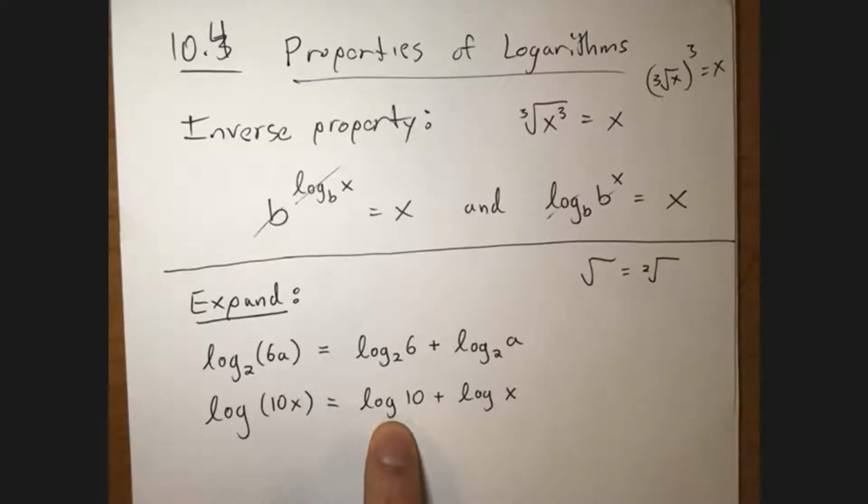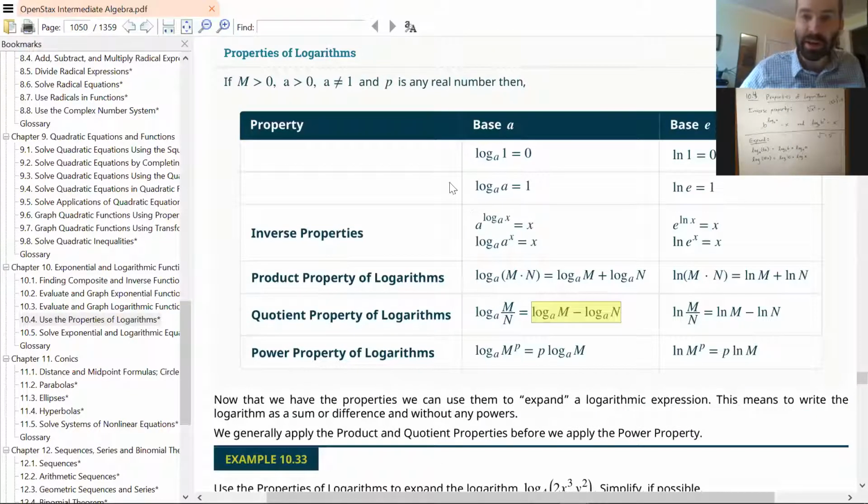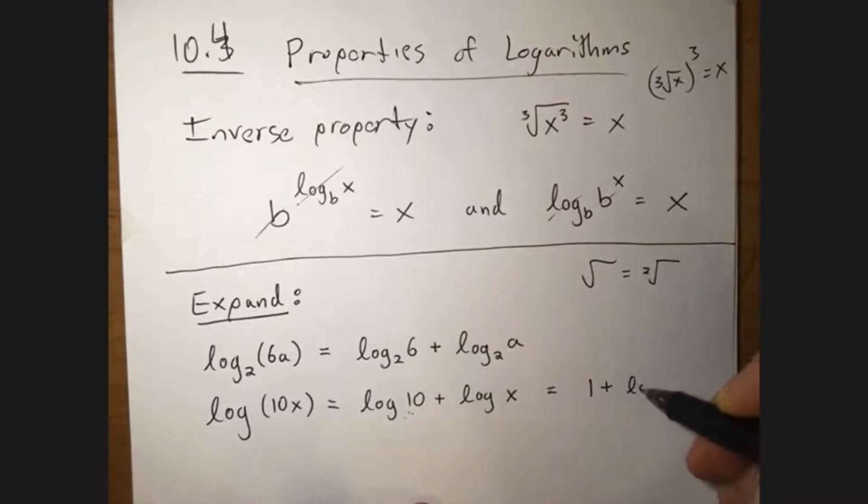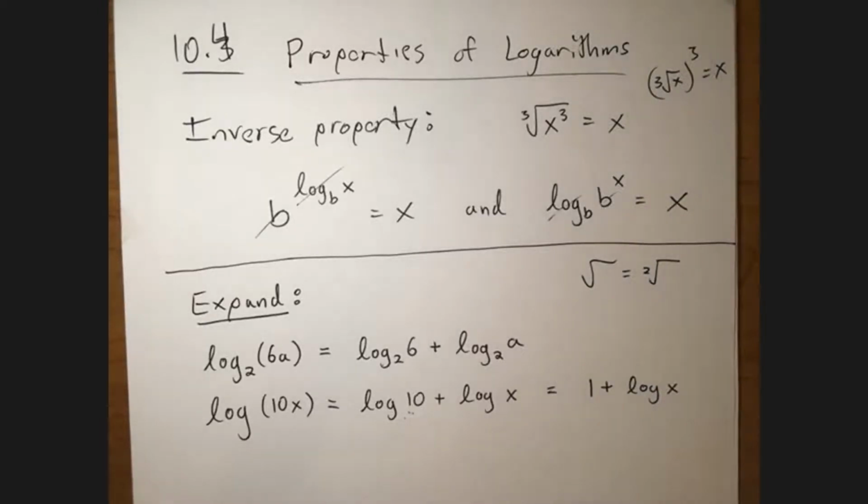But we know that log base 10 of 10 is, if you don't know, go back to those properties. Let me take you back there. Right here. Look, log base a of a is 1. So log base 10 of 10 is 1. So that's what this is. This is just 1. So a better way to write this would be 1 plus log x, because we should always simplify if we can. So apply the property and then simplify if you can. Let's do another one.